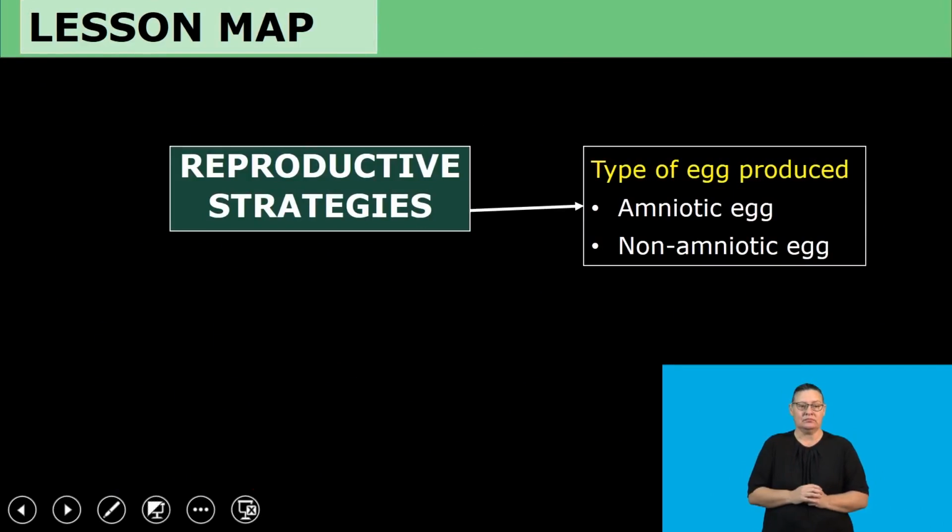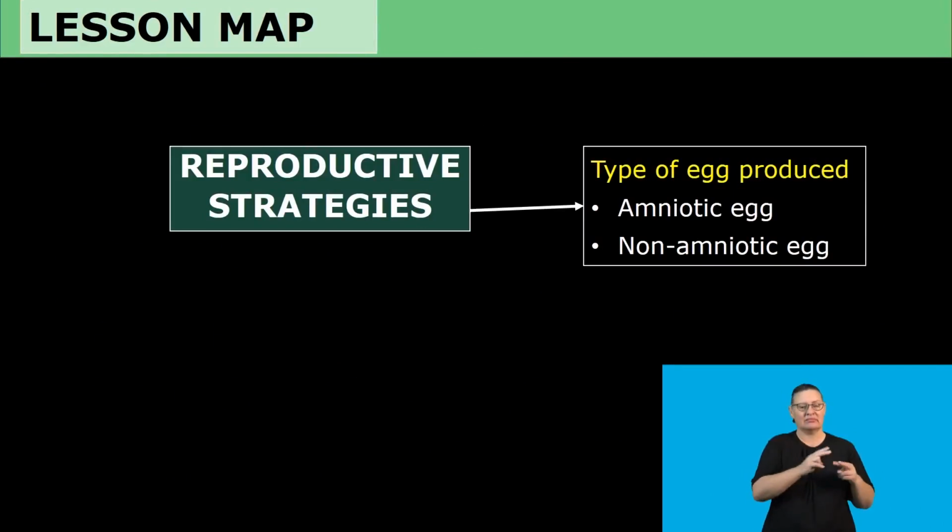Let us check the types of eggs that we have. We have got amniotic egg and we've got non-amniotic egg. You remember what you have learned earlier on? You need to know the structure of the amniotic egg, how to draw and label it, and you also need to know the functions thereof.